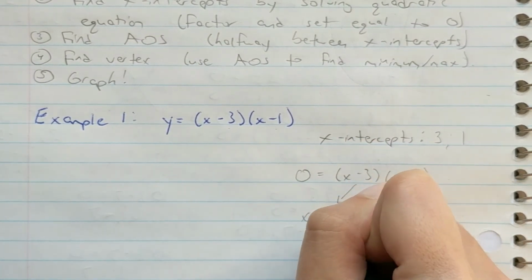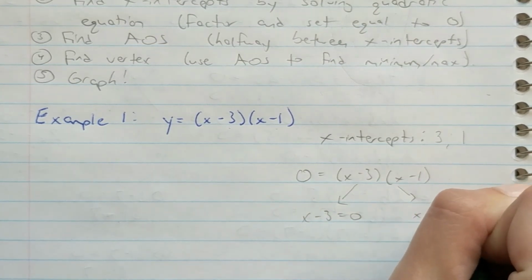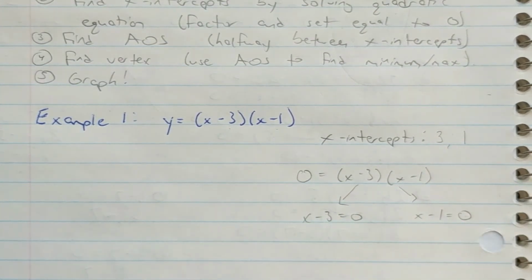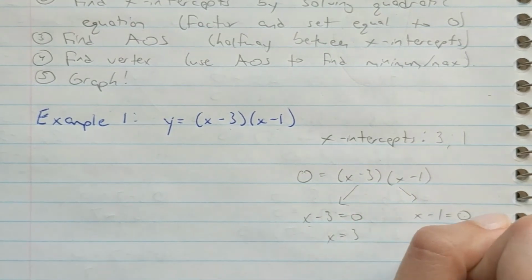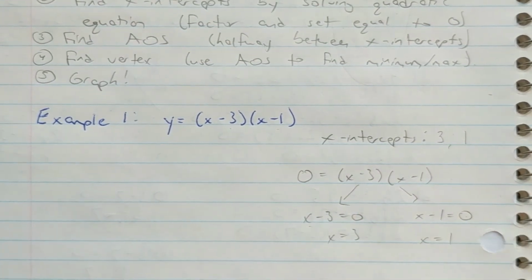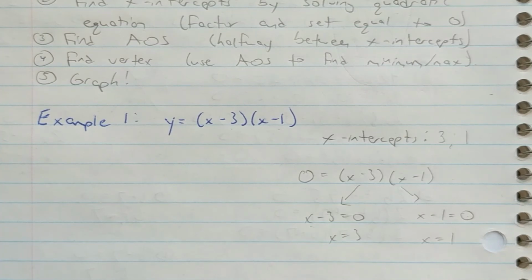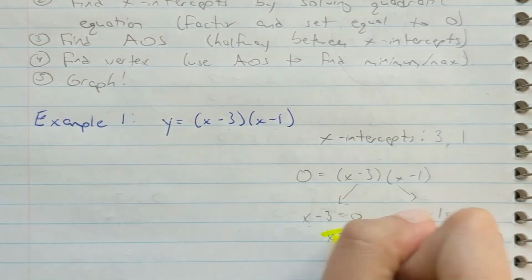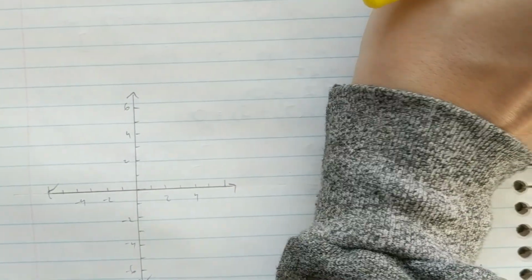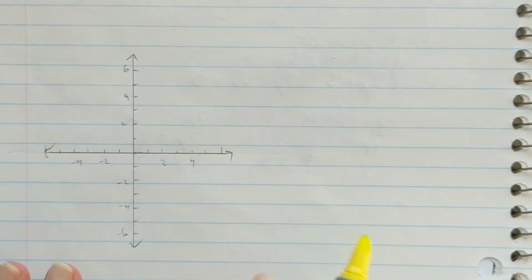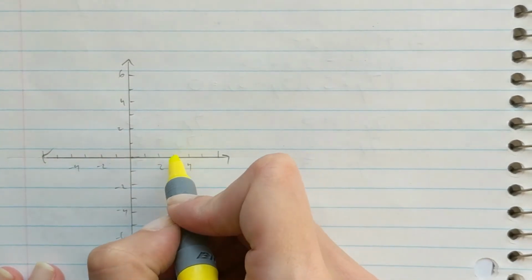That would be x minus 3 is equal to 0 and x minus 1 is equal to 0. Rearrange and solve for x. x is equal to 3, x is equal to 1. So we have our two x-intercepts right here. I'm going to go ahead and plot those on our grid. So x is equal to 3 and x is equal to 1. Those are our two x-intercepts.